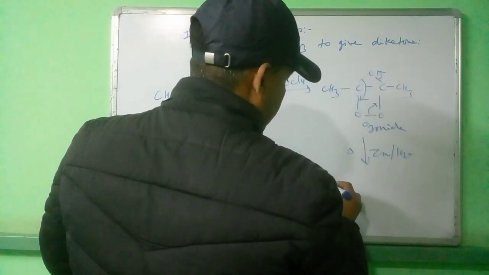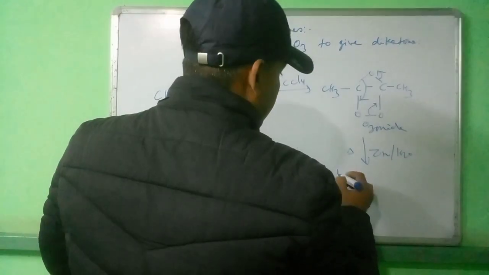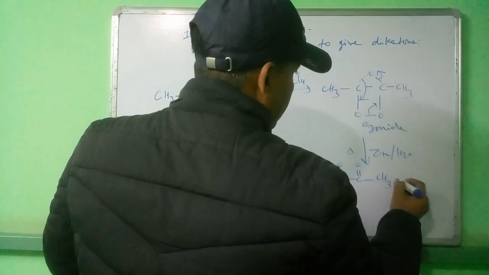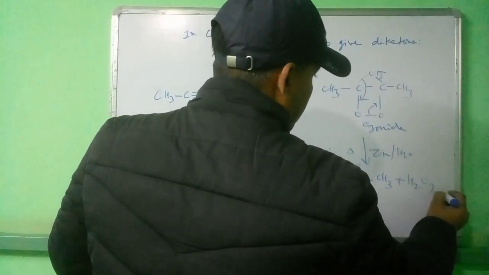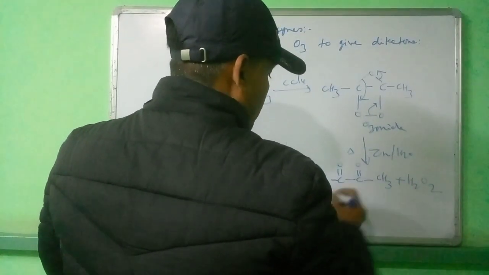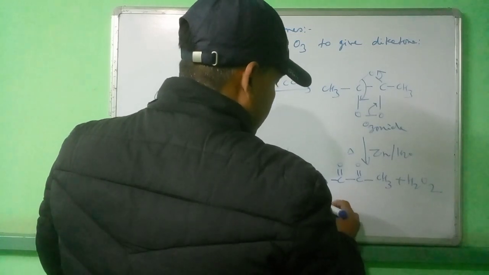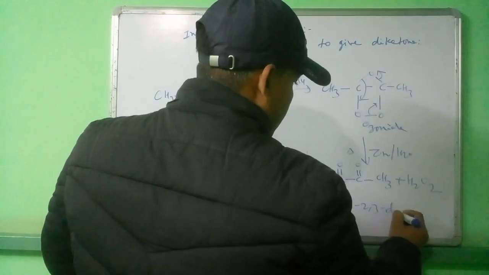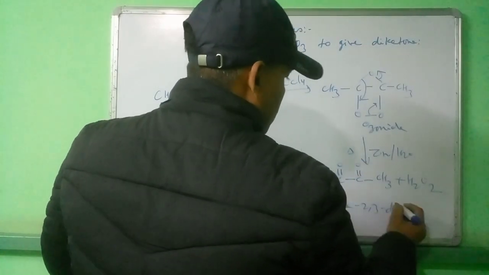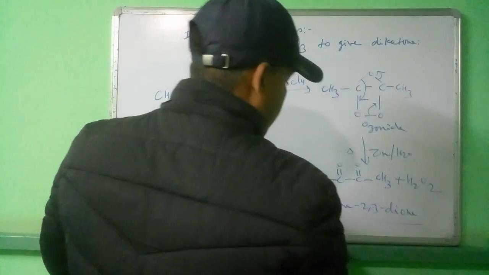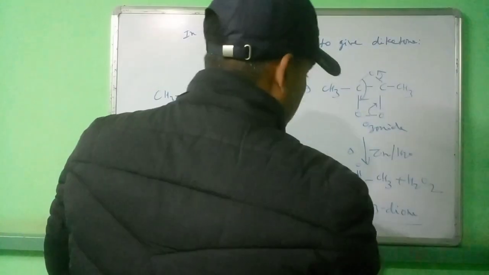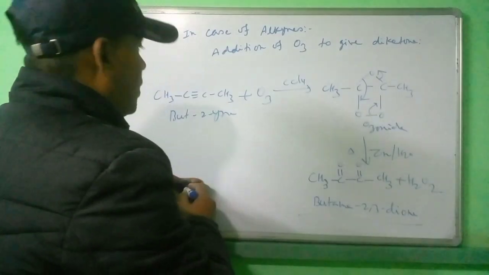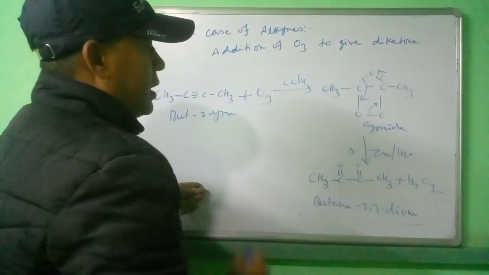CH3 C double bond O, again C double bond O, and CH3 plus hydrogen peroxide. This is what? Butane, and two carbonyl groups at 2 and 3, so dione. Okay, so this is the diketone. Butane-2,3-dione. So this is the addition of ozone to the alkynes.